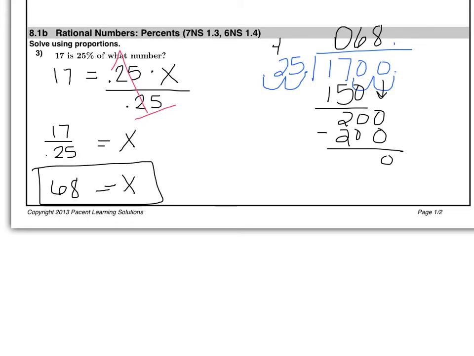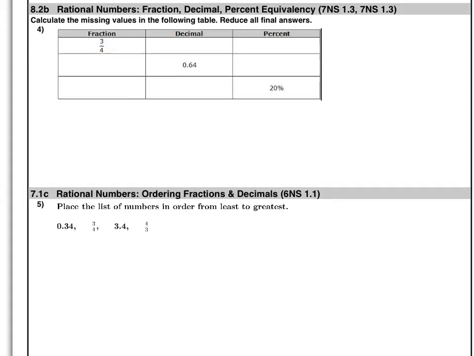Okay, let's move on to number 4. So for number 4, they're asking us to fill in our chart, which is basically converting fractions, decimals, and percents to the other forms. So 3/4 is that fraction that I'm supposed to know. 3/4 is that really common fraction that I know is 0.75.